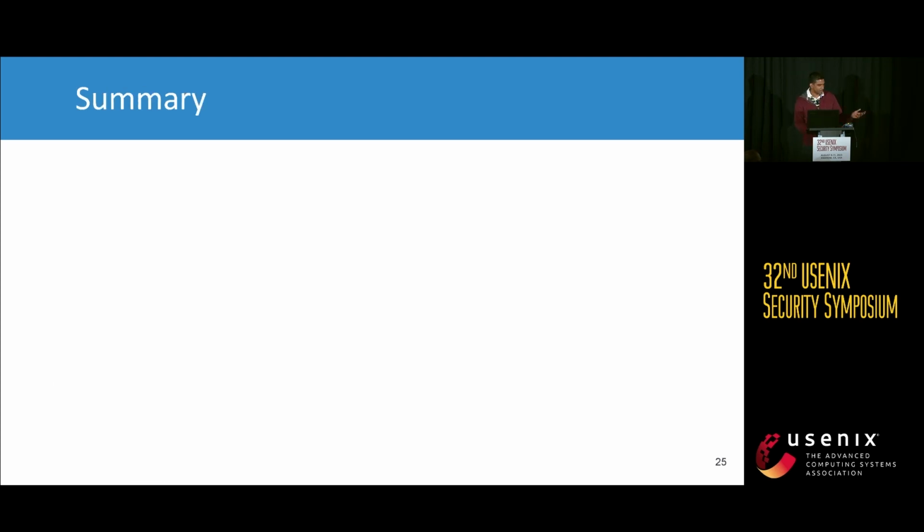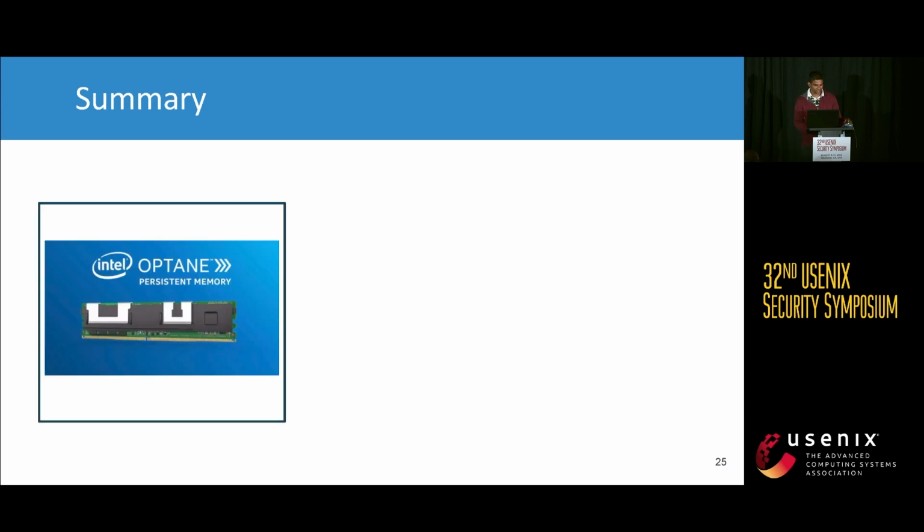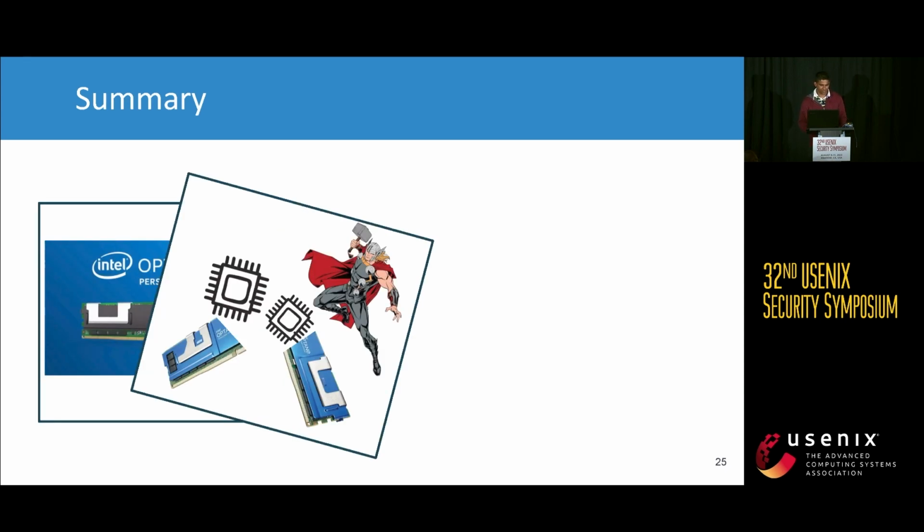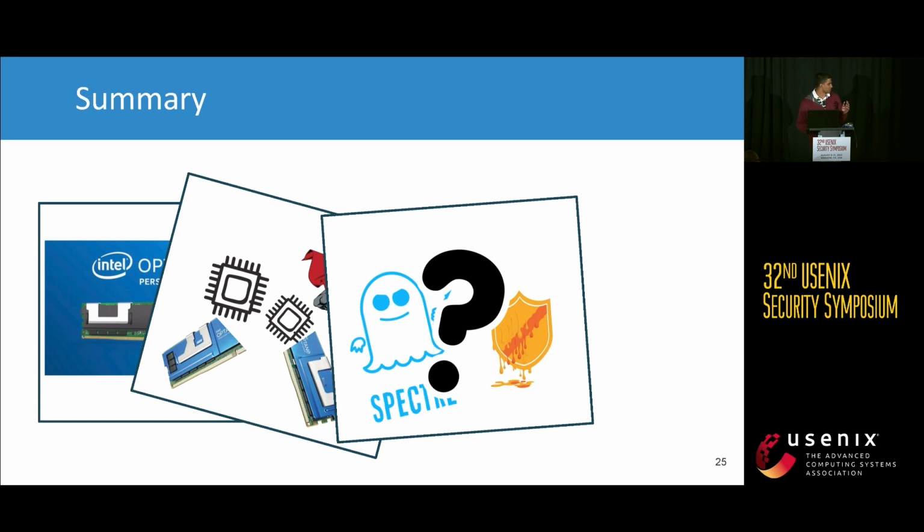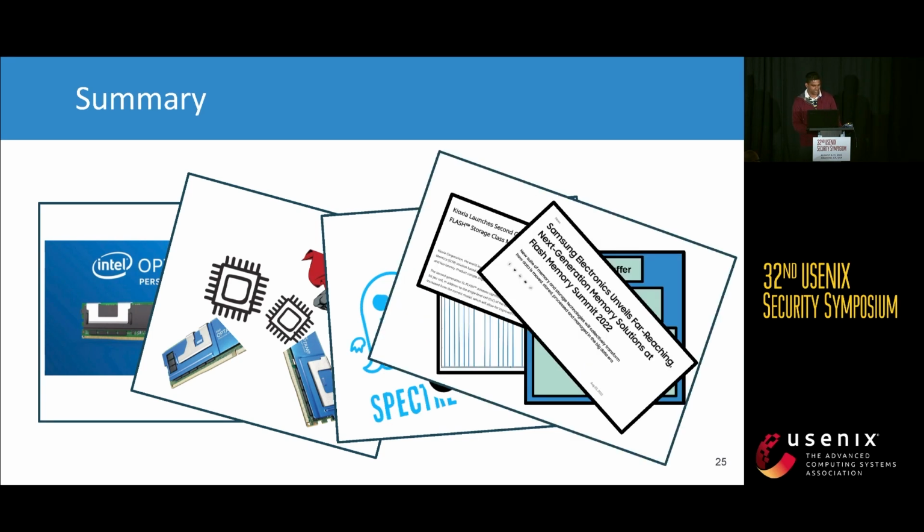Right. Here's my talk in a nutshell. Intel released Optane persistent memory. We reverse engineered Optane. We constructed side channel attacks on Optane. And finally, even though Optane is now discontinued, new storage class memory devices are on the rise, and I think our work might give us a head start in finding potential vulnerabilities in those devices too.